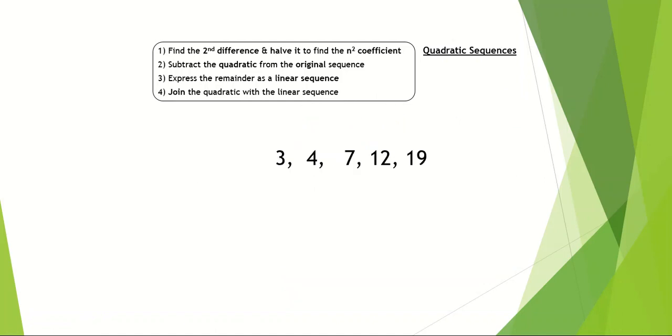Next, 3, 4, 7, 12, 19. The first differences are 1, 3, 5, 7, 9. The second difference is 2. Therefore, you get half of the second difference to make it the coefficient of n squared, still 1. Therefore, 1n squared is your quadratic.